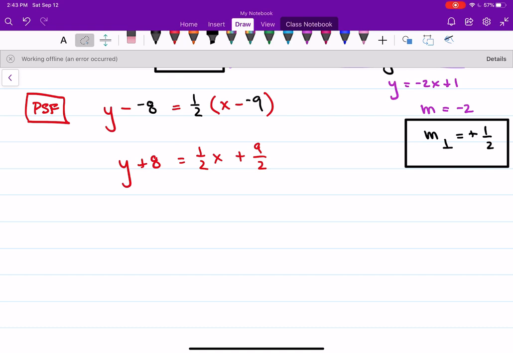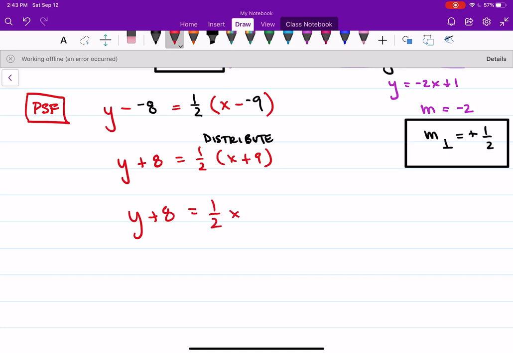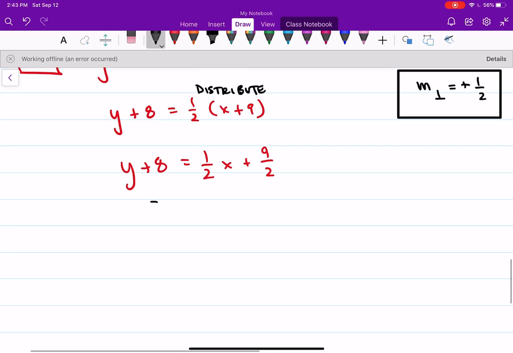Actually, let me add some steps here so that you guys don't get confused. This is going to be y plus 8 is equal to 1/2 times x plus 9. And yes, I do have to distribute here. So now I have y plus 8. When I distribute the 1/2, I'm going to have 1/2 x, and 9 times 1/2 is just going to give me 9/2, because when multiplying fractions, top times top, bottom times bottom. Okay, now I have to subtract the 8.